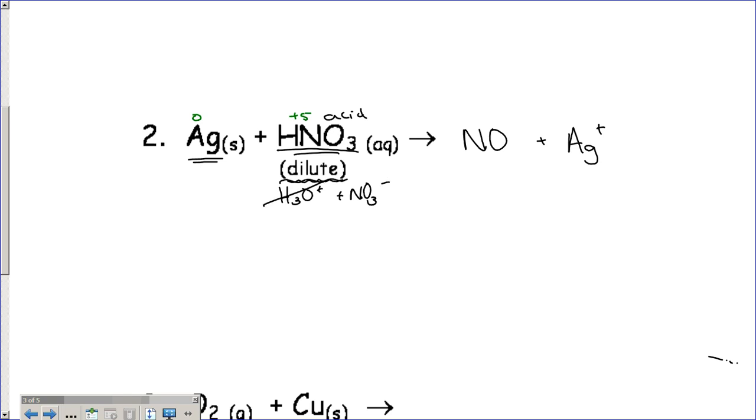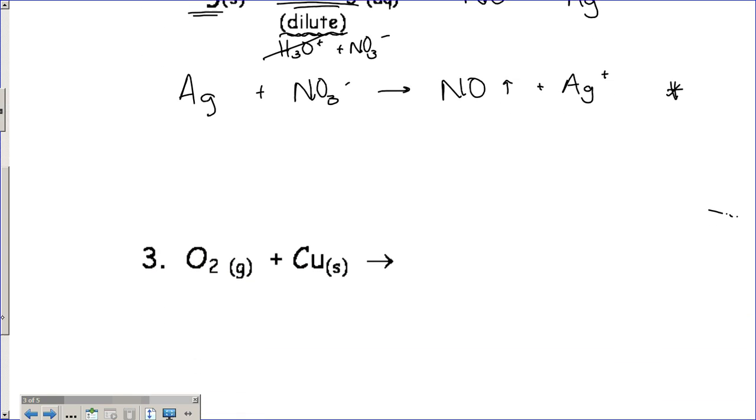So your net ionic equation would be solid silver reacting with nitrate ion to form nitrogen monoxide gas and silver ion. So this would bubble until the reaction was over. And again, I would break this into your half reactions and balance it in acid, because one of the reactants is an acid.